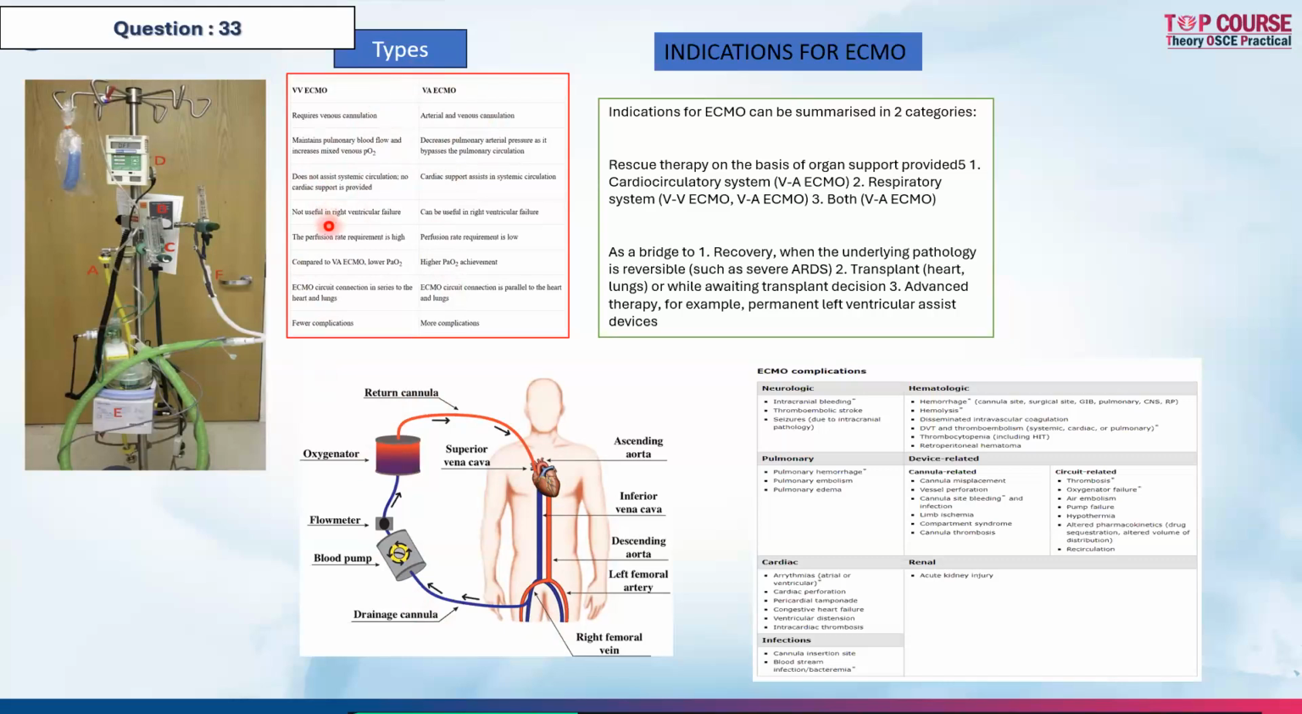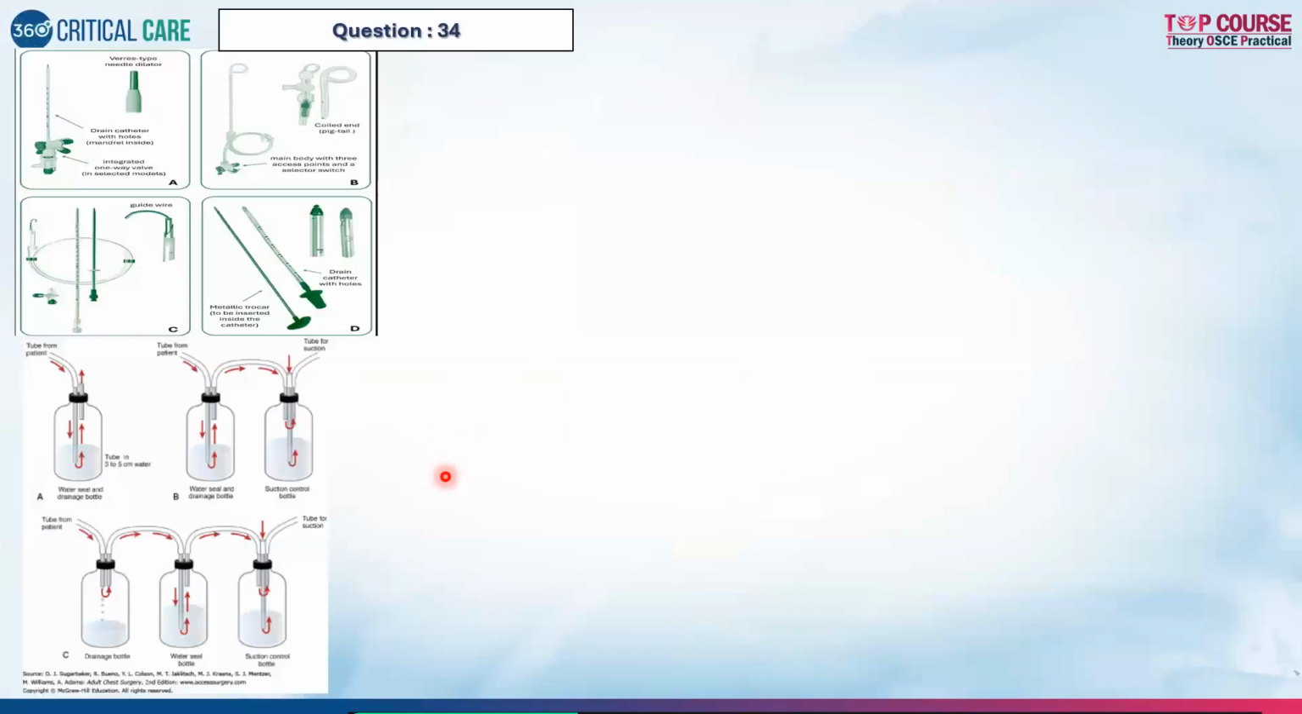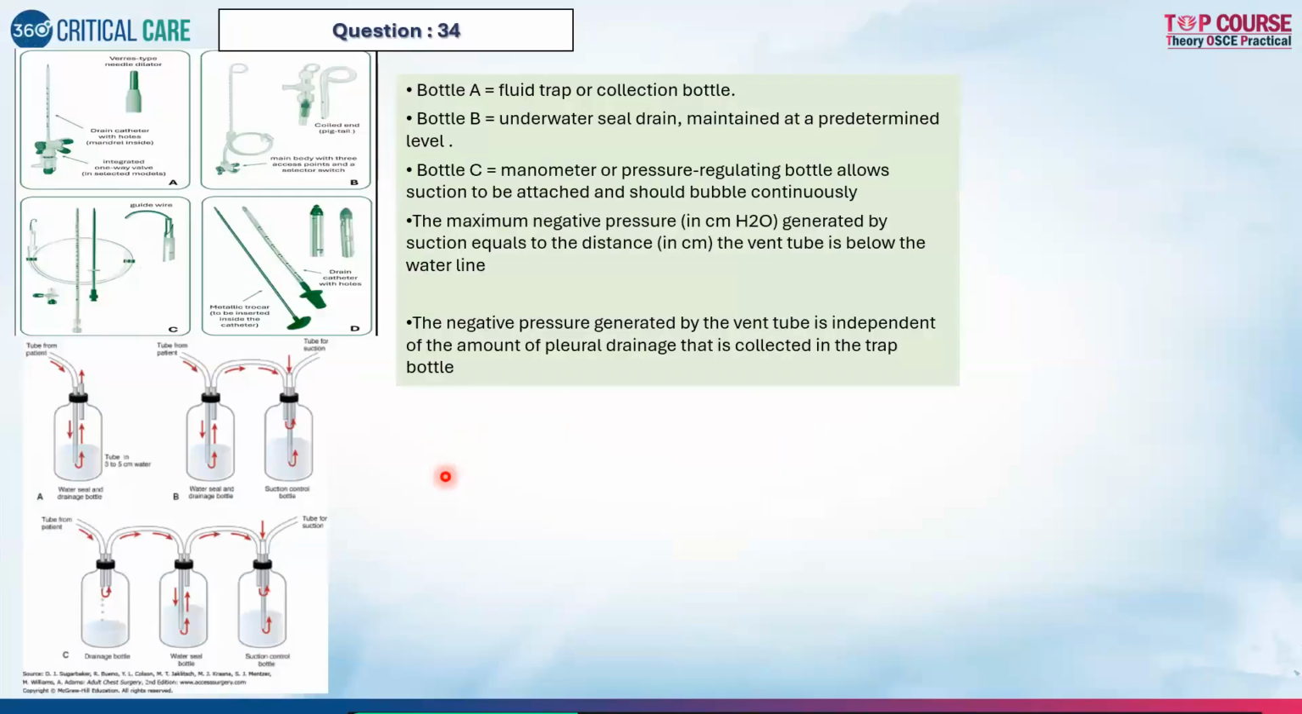The differences one needs to know, from the drainage cannula to the return cannula, what the components are, the blood flow, the oxygenator. Also the indications of the different kinds of ECMO, and the complications. Please say them systematically: neurologic, hematologic, pulmonary, device related, cardiac, infections, renal, and some VA ECMO specific complications might also be asked. So this is the last of the instruments that I'll be discussing.